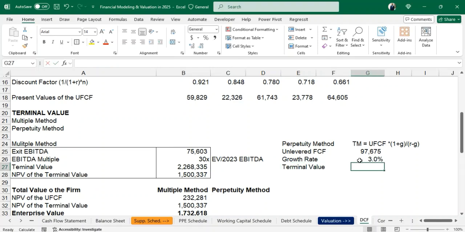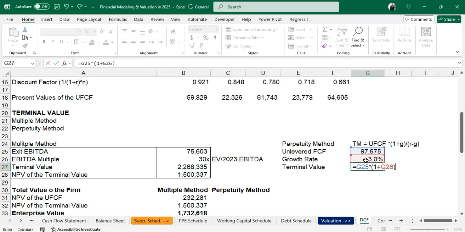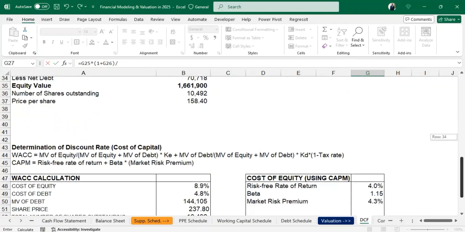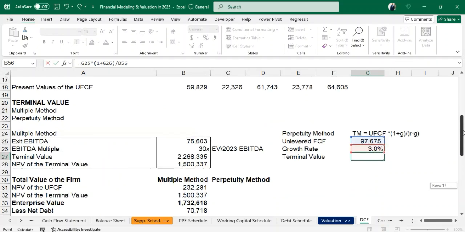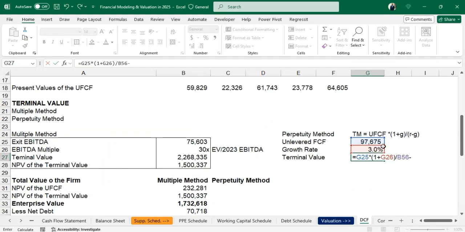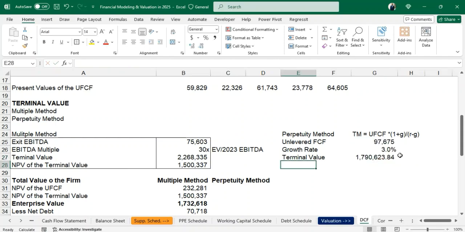And the terminal value is going to be equal to, with the formula, our unlevered free cash flow multiplied by, I'll open my bracket, 1 plus my growth rate, close my bracket, divided by my WACC, to get from here 8.6, minus the growth rate of 3. So I can put this also in brackets and hit enter. So this becomes the terminal value under the perpetuity method.